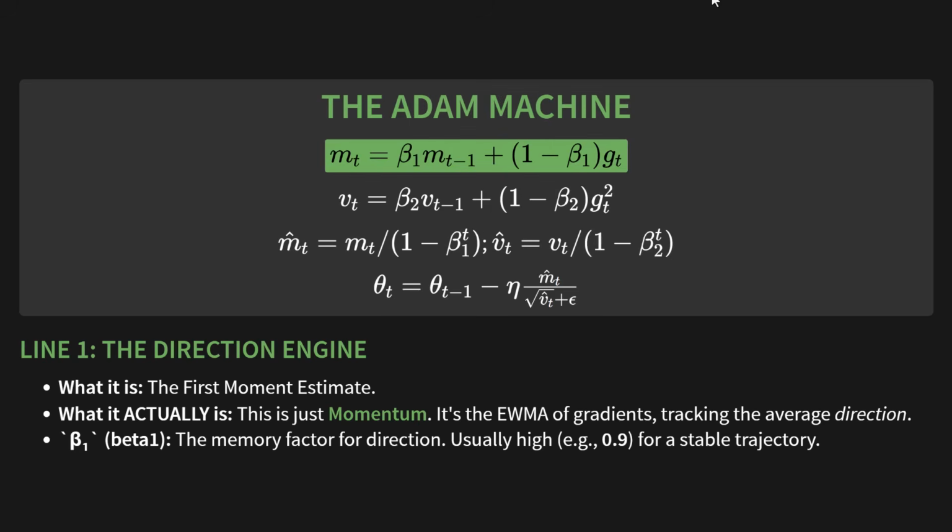Now, let's look at the algorithm again with this new tool in our belt. Here's the Adam machine. Let's start with line 1, the direction engine. The formula is m sub t equals beta 1 times m sub t minus 1 plus 1 minus beta 1 times g sub t. So what is it? The paper calls it the first moment estimate. But what it actually is, is just momentum. It's the EWMA of the gradients, tracking the average direction. Beta 1 is the memory factor for that direction. It's usually high, something like 0.9, to make sure we have a nice, stable trajectory.